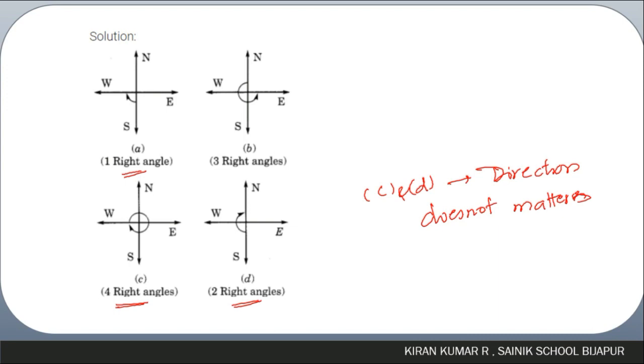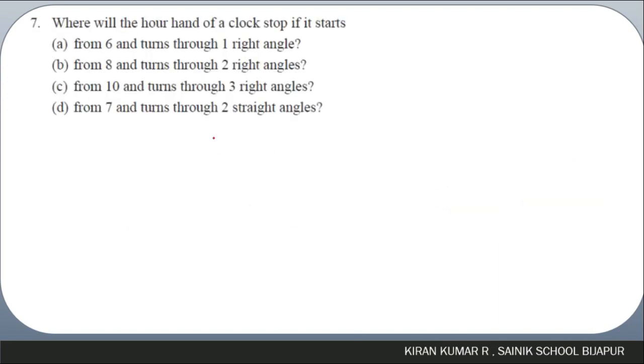Next, question number 7. Where will the hour hand of a clock stop if it starts from 6 and turns through 1 right angle? Next, start from 8, turn 2 right angles, start from 10, turn 3 right angles, start from 7, turn 2 straight angles.